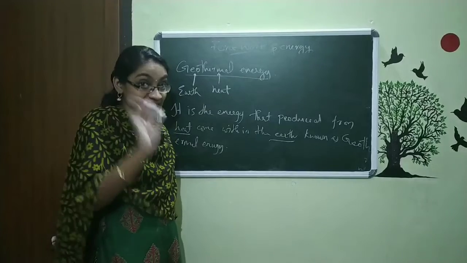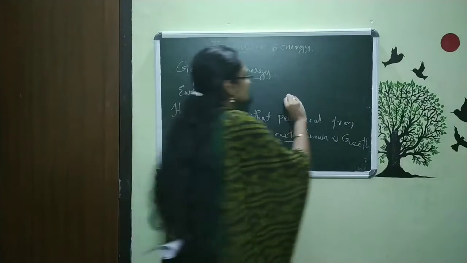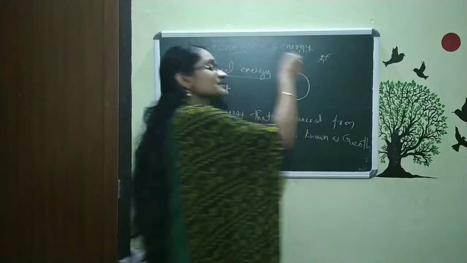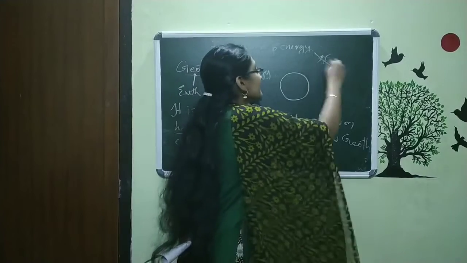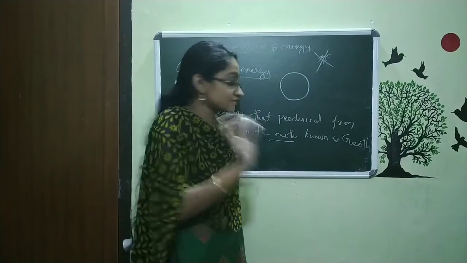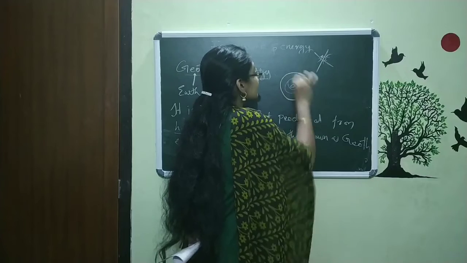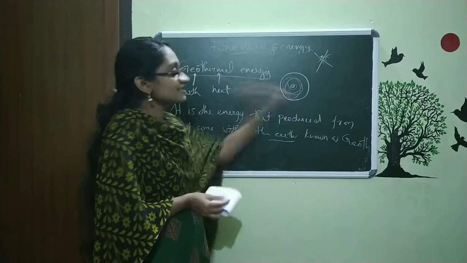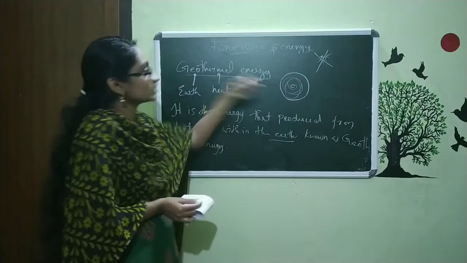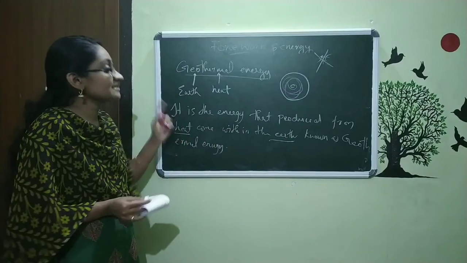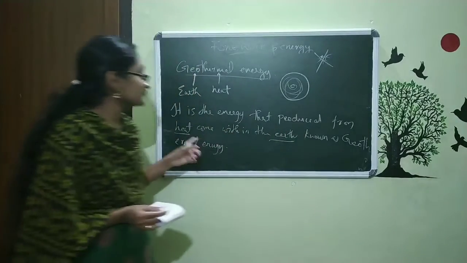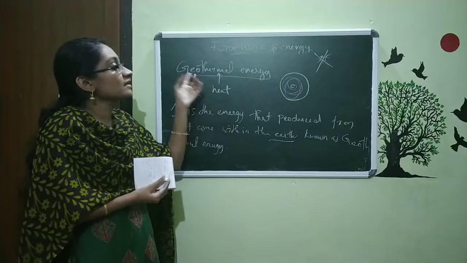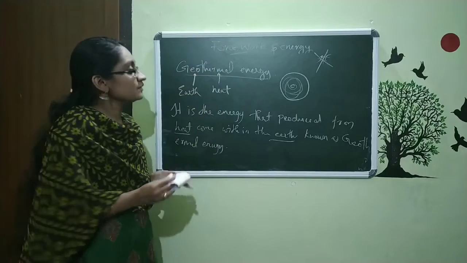I am not talking about the heat energy that comes from the sun. Suppose this is our earth and here we have the sun, and we get solar energy, which gives heat. But here we are not considering solar energy. The earth has too much heat energy inside it, and we are considering this heat energy in geothermal energy. So we can define it like this: it is the energy that is produced from the heat within the earth. The heat is coming from the earth, and that is called geothermal energy.